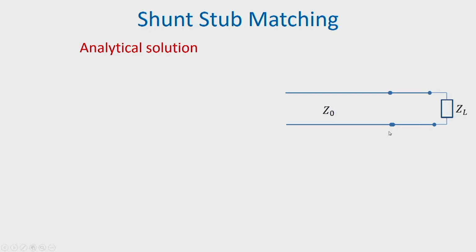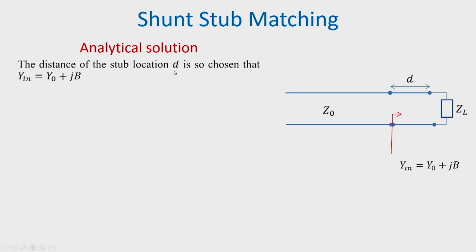So, first of all, what we do? We find out a distance d from the load impedance ZL, where if we look, we find y in at this point becomes equal to y naught, that means 1 by Z naught, and it will have a susceptance component jB. Now, the distance of the stub location d is so chosen that y in becomes equal to y naught plus jB.